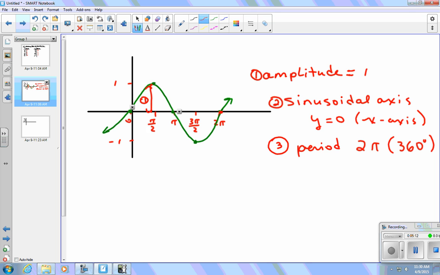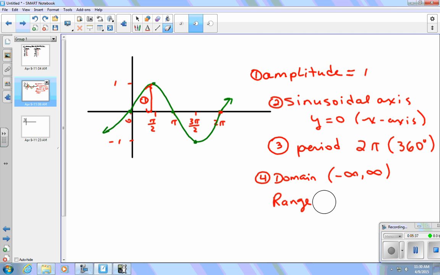Okay, let's go back and think about domain and range. The domain of the function, so all the possible x values, really runs from negative infinity to infinity. The range, however, if you look at the graph, really just runs from -1 to +1. And we'll use square brackets because we're including the endpoints.